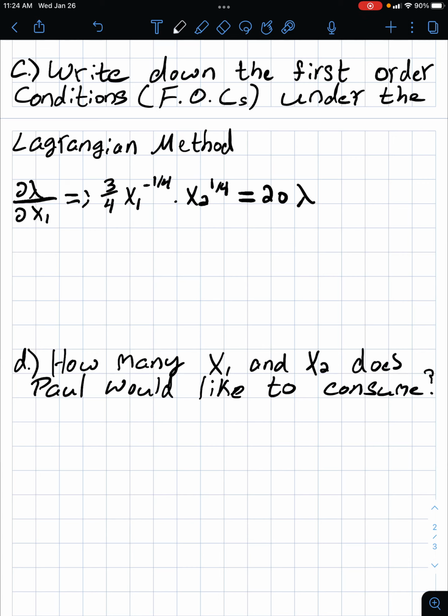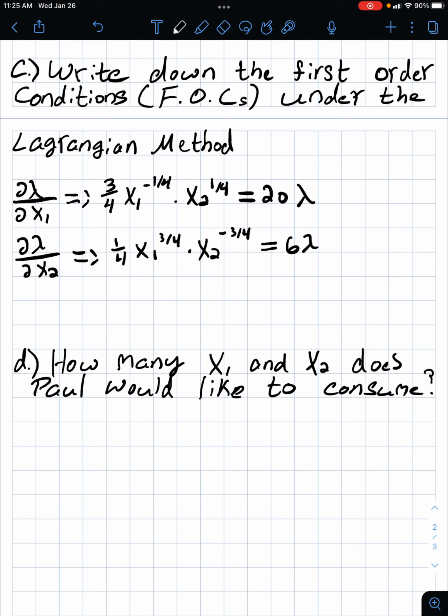Now, let's solve for the partial derivative with respect to x2. This gives us 1/4 x1^(3/4) times x2^(-3/4), which is going to be equal to 6 lambda.